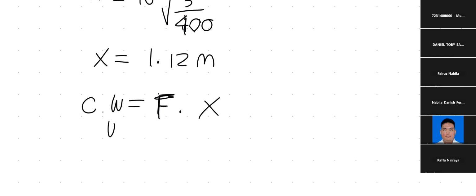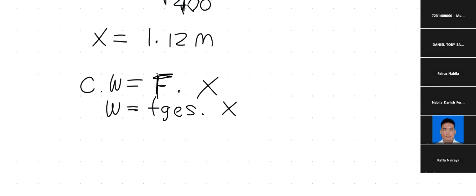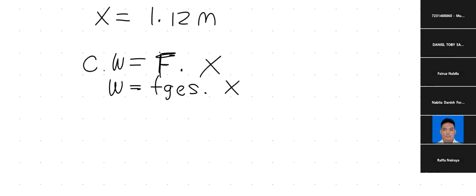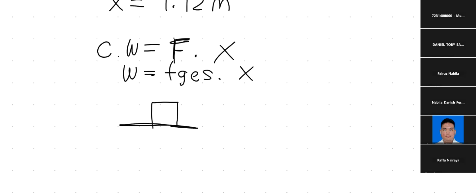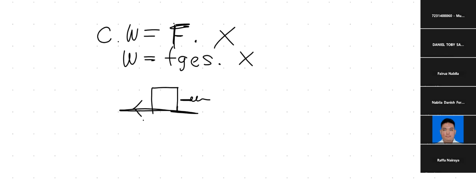So now we have F as friction. Multiply that by X. Now what we're gonna have to do is, let's draw this. Since it's moving towards the spring, the friction is going to be this way. But we will only be taking a look at the y-axis, which is equal to 0.